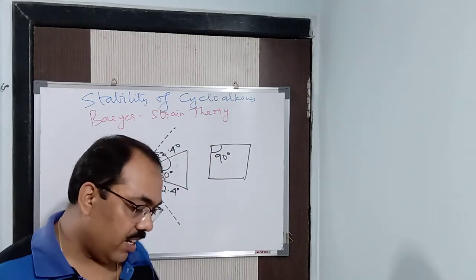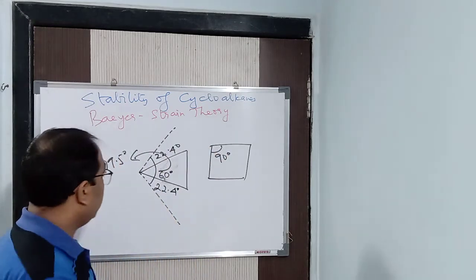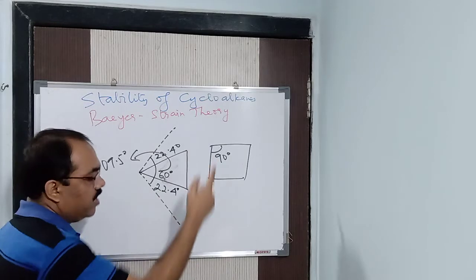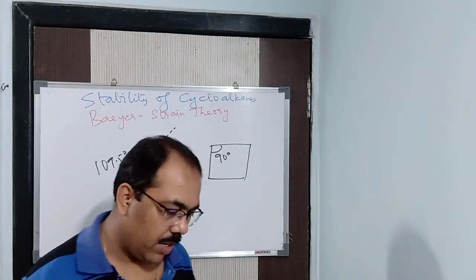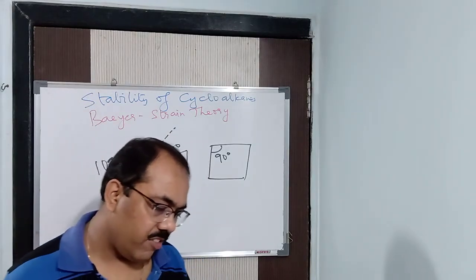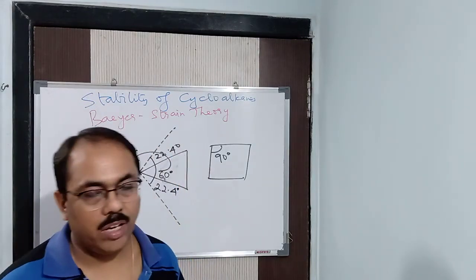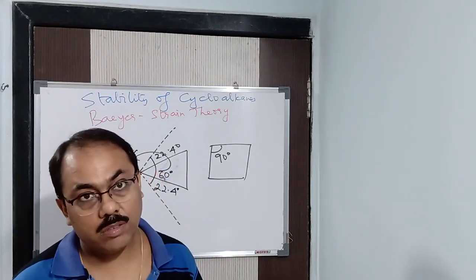Now, what we find is that Bayer assumed that the cyclic rings are planar. They are planar in nature. He assumed. Mind it, I am using the word: he assumed they are planar. Planar means two-dimensional. Alright. Assuming that the rings are planar, the amount of strain in various cycloalkanes can be expressed with the angle of deviation, as it is planar.